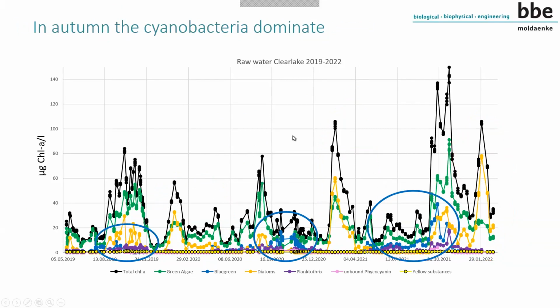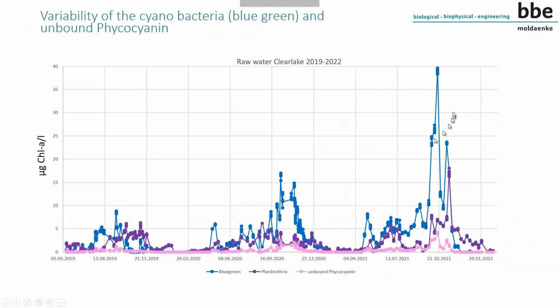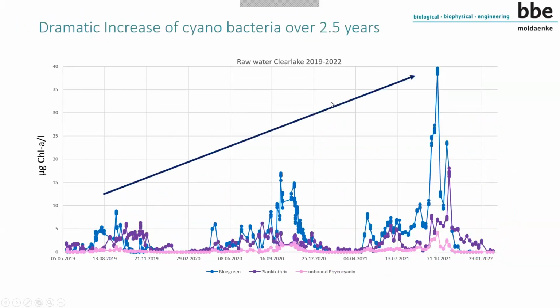But if you are more focused on the cyanobacteria, you have here the blue-green algae, the Planktothrix rubescens, and the unbound phycocyanin. You see the same tendency. It's a very high increase of the cyanobacteria, from 9 up to 40. That is really 4 times bigger. What's going on there?